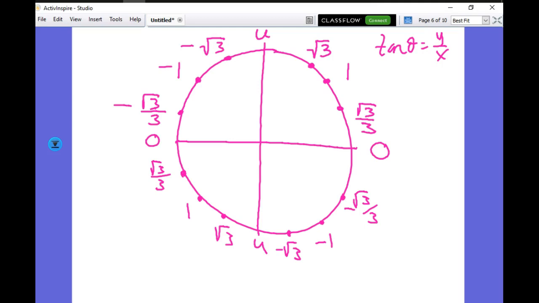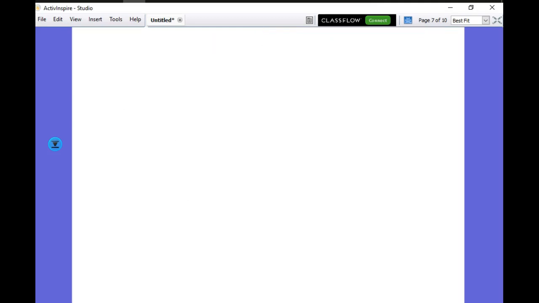The last thing I want to throw at you guys for today. You could figure these out using everything I've taught you, by the way, but memorizing them is a lot easier. The last thing I want to throw at you today is weird angles.